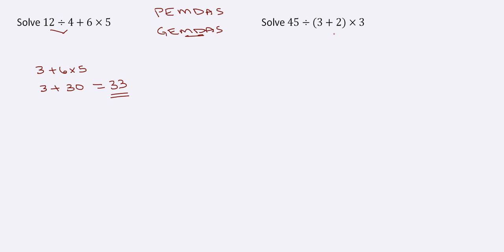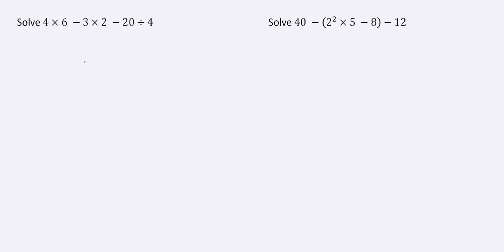Now, in this case, we have parentheses or grouping. So we're going to have 45 divided by 5 multiplied by 3. And now we have multiplication and division. So we start from the left hand side. 45 divided by 5, we have 9 multiplied by 3. This is going to give us 27.